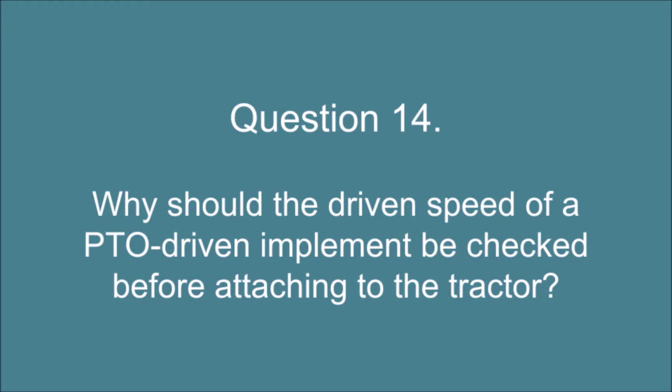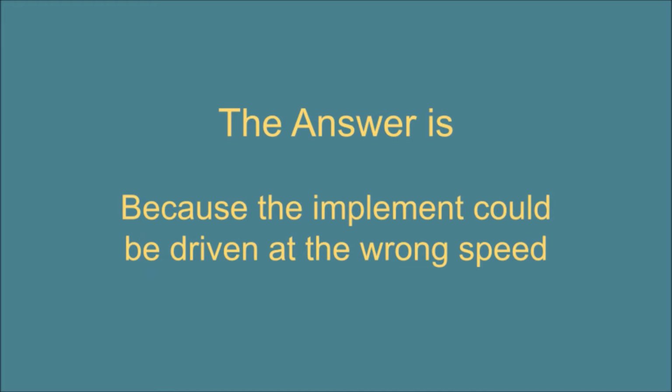Question 14. Why should the driven speed of a PTO-driven implement be checked before attaching to the tractor? The answer is because the implement could be driven at the wrong speed.